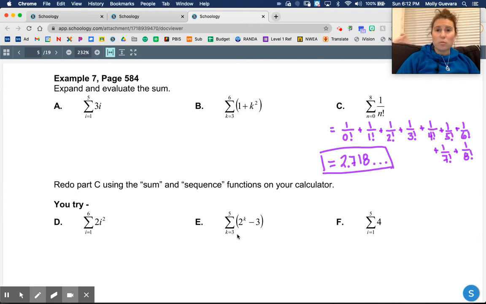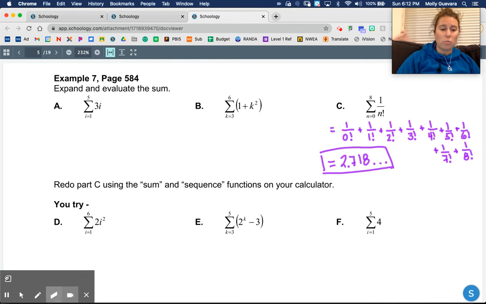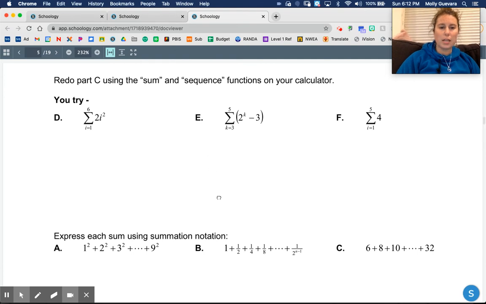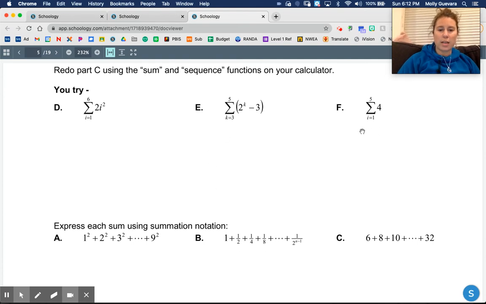Now, there will be times when, like for these, for example, D and E, I wouldn't want you to use your calculator on it. I'd want you to show me. Actually, for all of these, the only time I'm really like, okay, let's use our calculator is when we get into some really, really difficult ones, okay? So I want you to try D through F. You're going to do this without your calculator. You're more than welcome to check your answers on your calculator. But go ahead and hit pause, try these 3, and then hit play, and we'll go over it.